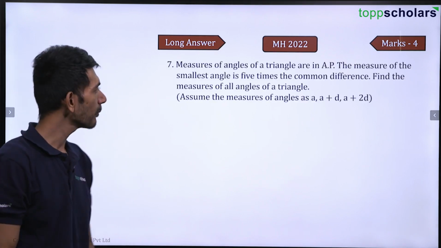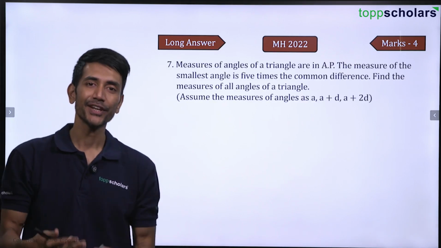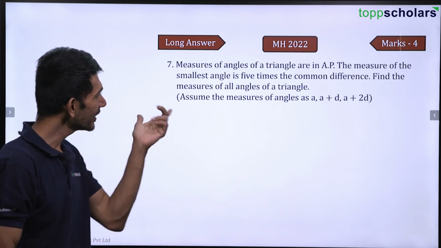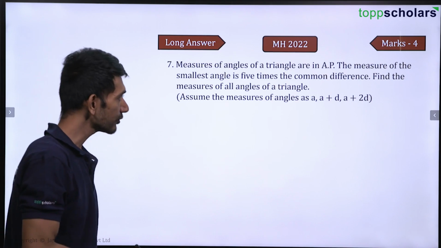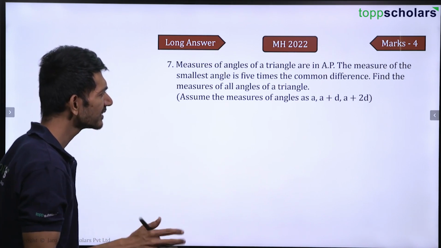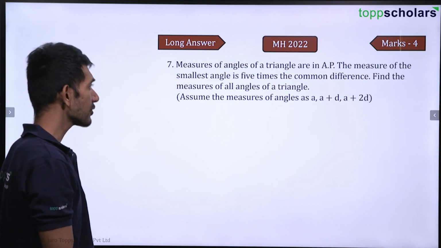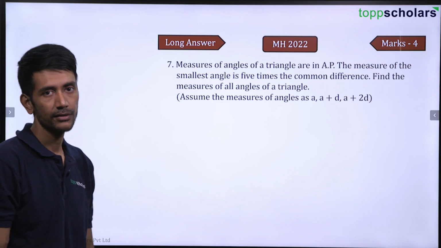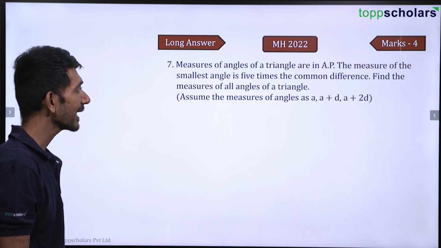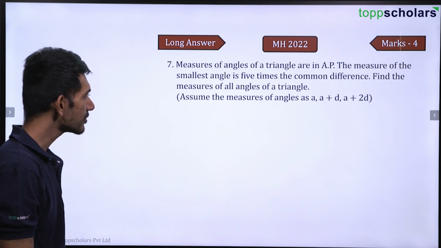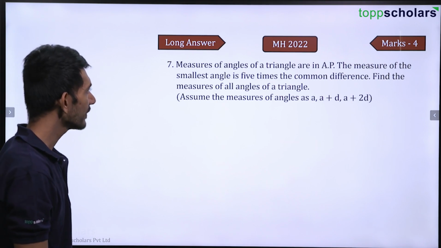Let's have a look at a new problem now. Now this goes very interesting because algebra and geometry come hand in hand. So here we are talking about a triangle. The measures of angles of a triangle are in AP. So there are 3 angles. They are in AP. The measure of the smallest angle is 5 times the common difference. Find the measures of all angles of the triangle.